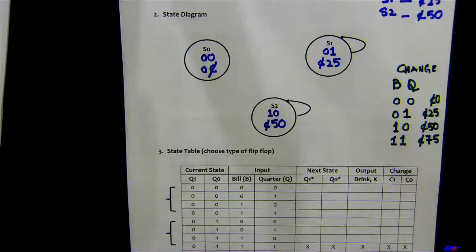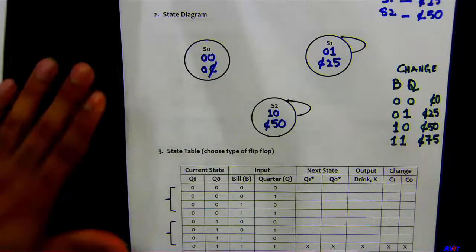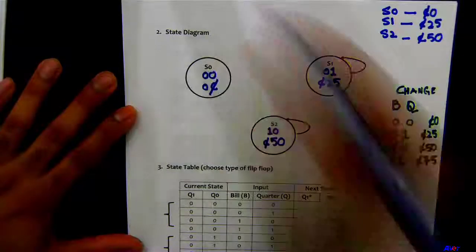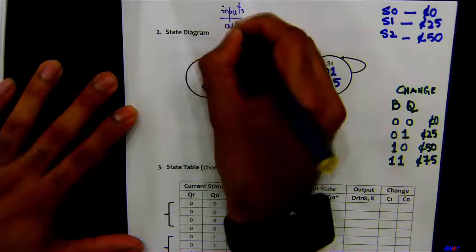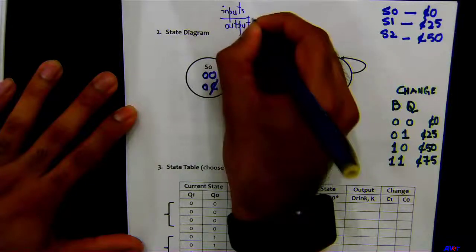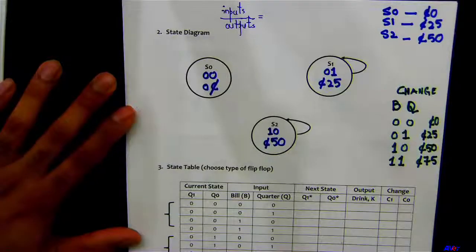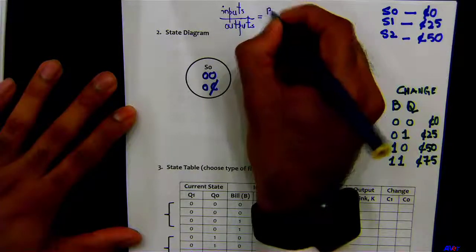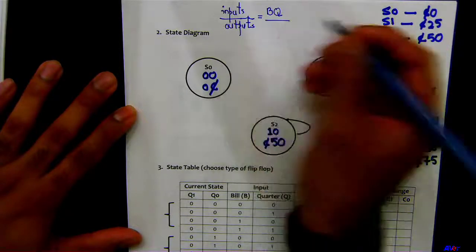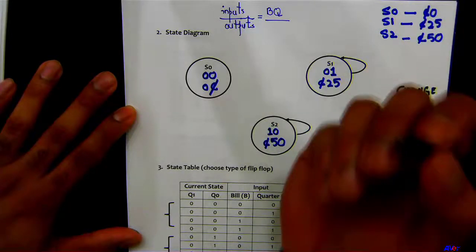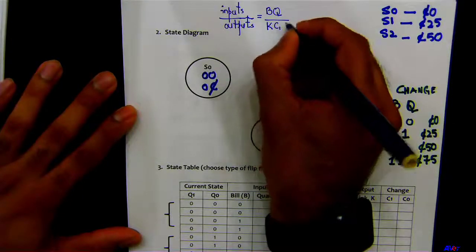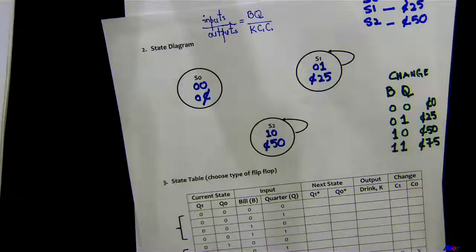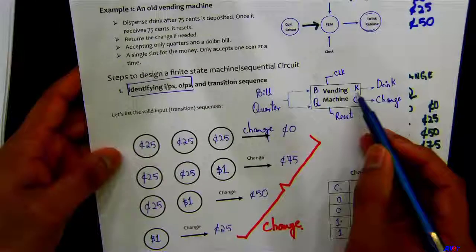Okay, so for state diagram, in the previous step, we had identified our inputs and outputs, and the relationship between the input and output is written as such that inputs over outputs. Obviously we're gonna use our variable names for inputs. So what are the inputs? Yes, guys, bill and quarter, correct? And what are the outputs? Come on, we need participation. I use variable K for drink and change, and I'll use C1 and C0 for it, right? Remember, we had to change C1 and C0, and I use a variable K for drink, okay?